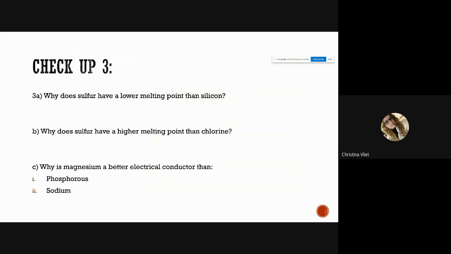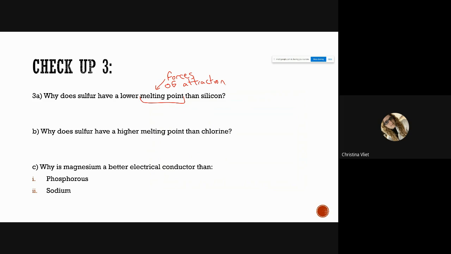All right, check out from the textbook. Why does sulfur have a lower melting point than silicon? This is the type of question you're going to be asked to explain on a paper 2 type question. Where are the creditable marks here? Whenever we talk about melting point, what should we be comparing? Forces of attraction. I want you to write that down. Every time you see melting point, you must be comparing the forces of attraction.